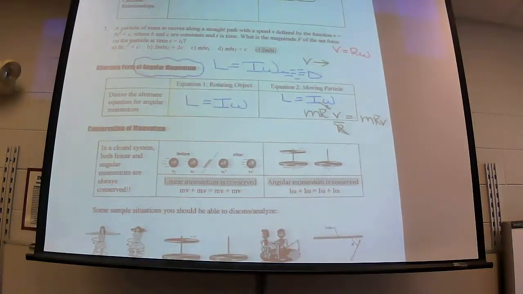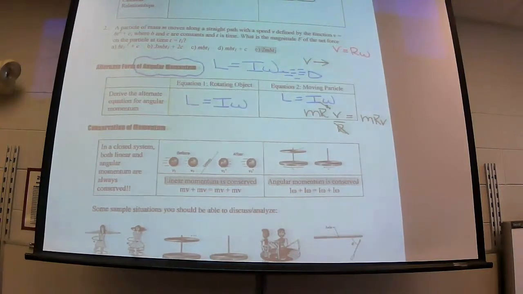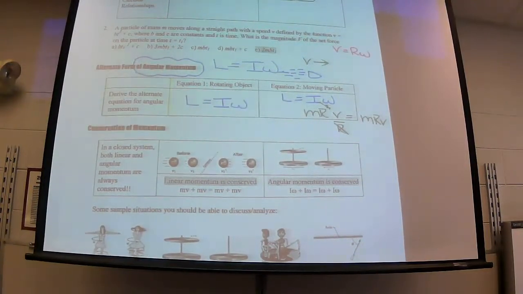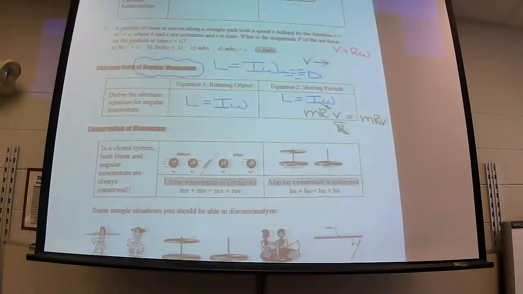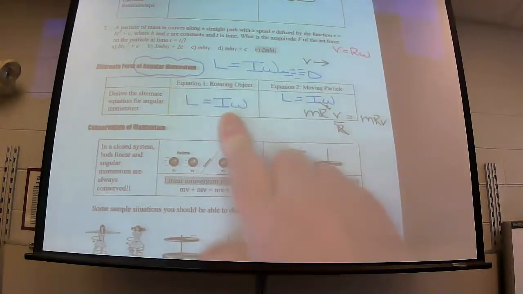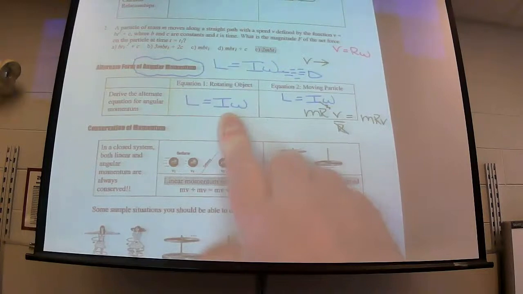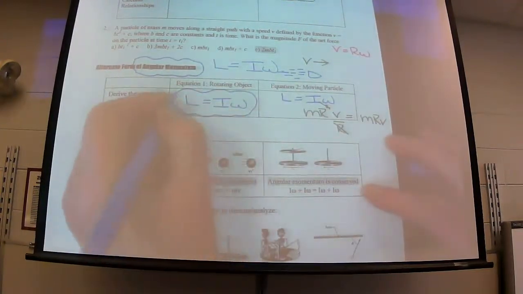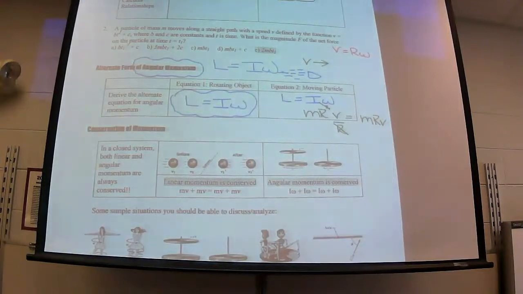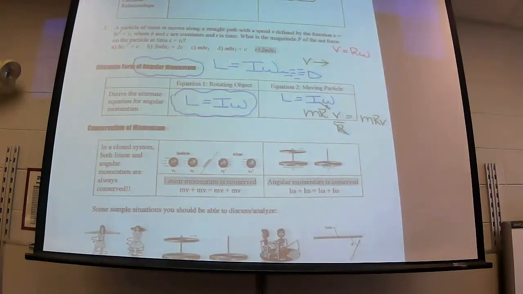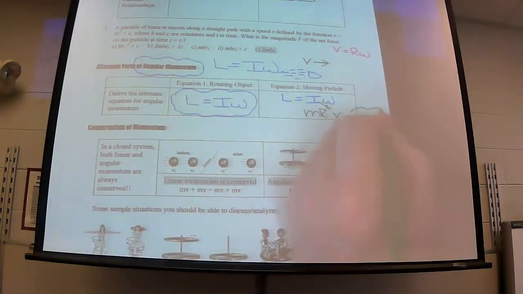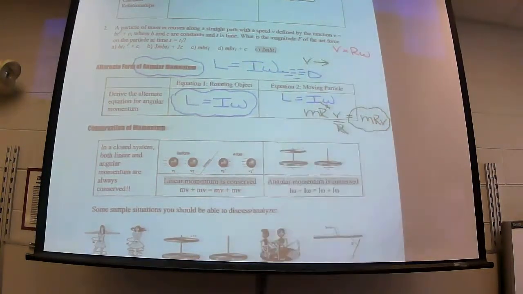So let me say that again. When we do angular momentum, if there is anything in the story that's rotating, you are forced into rotation. If there's anything in the story that's rotating, L equals Iω. But there might be another piece in the story that's not rotating. Then you have to use the alternative form, L equals mrv.